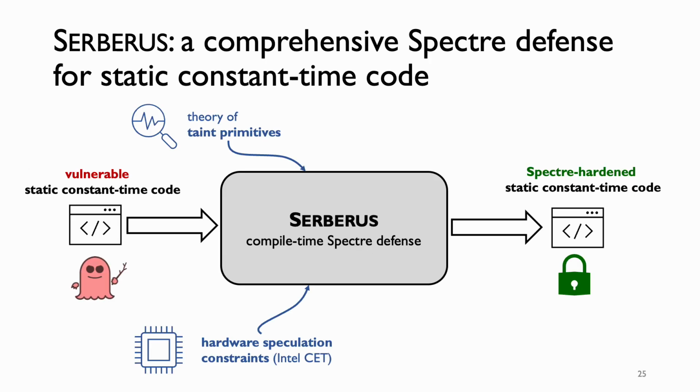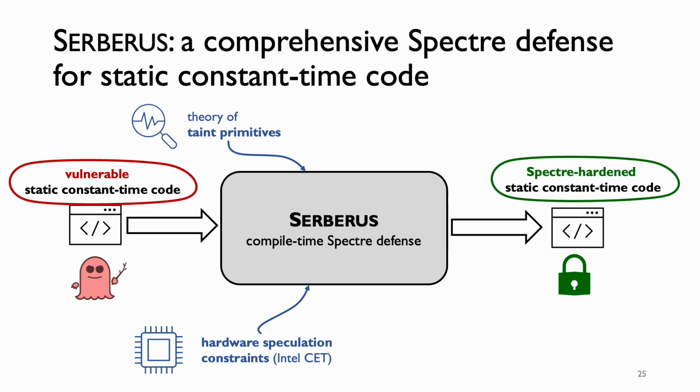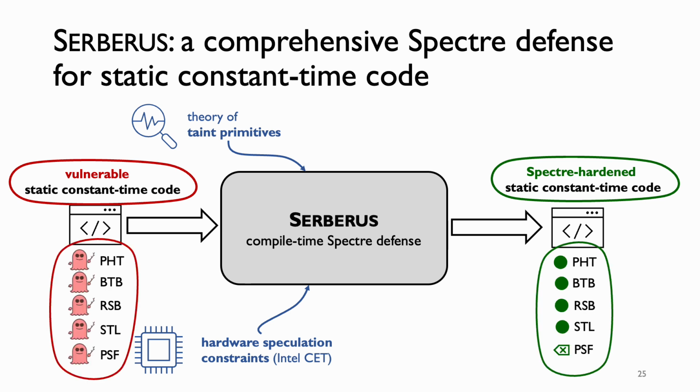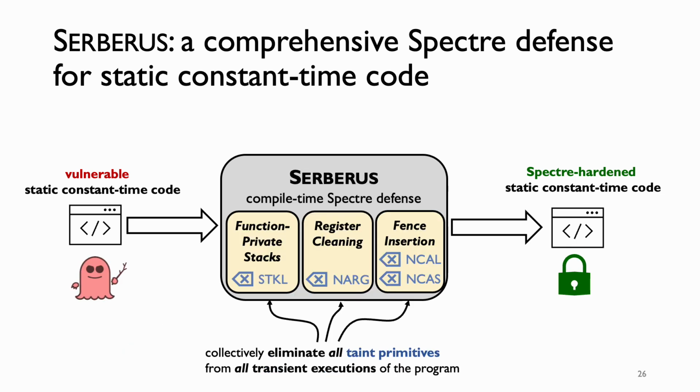So finally, we present Serberus. Serberus uses the theory of taint primitives, supported by hardware speculation constraints, to harden static constant time code against Spectre attacks, exploiting any combination of these 5 widespread speculation primitives. It does this using 3 compiler passes, which collectively eliminate all taint primitives from all transient executions of the program. And we've implemented each of these passes for LLVM.